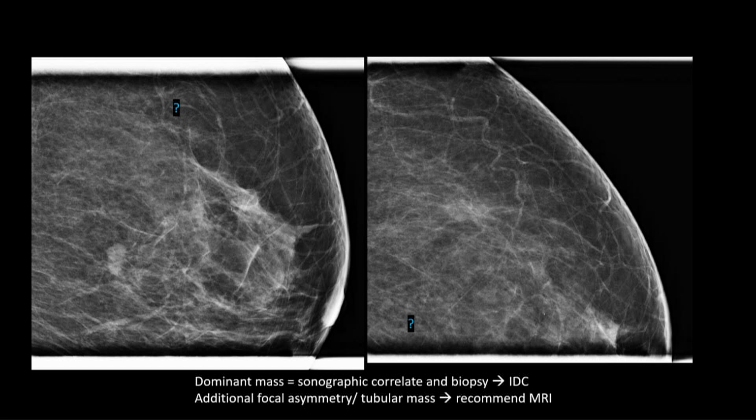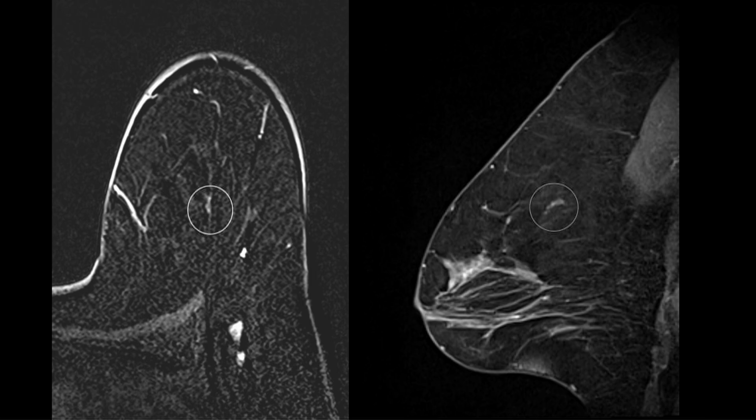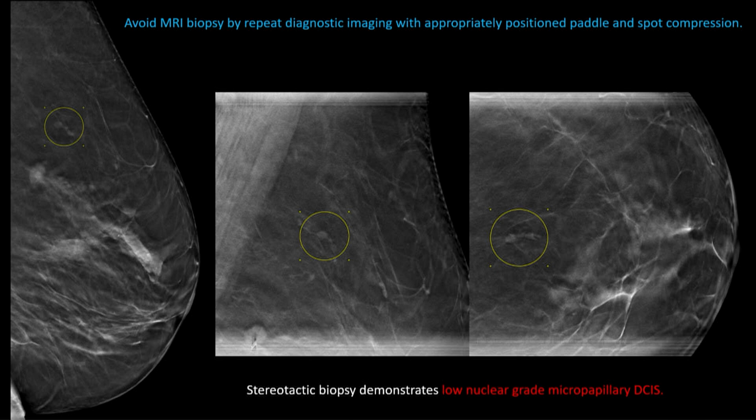The radiologist recommended a breast MRI for both extensive disease and problem solving for the other area of concern, that focal asymmetry. I don't include the known cancer, but here you can see there's a very subtle linear homogeneous NME correlating with the mammographic focal asymmetry. So now we repeated the spot compression views with the appropriate positioning of the paddle, and you can see there's persistence of this tubular asymmetry.